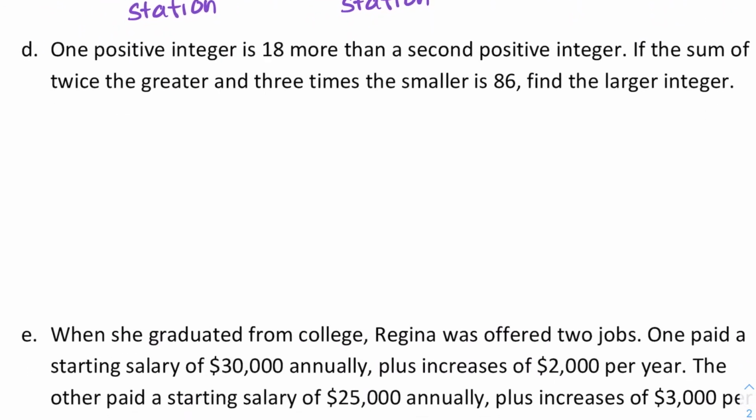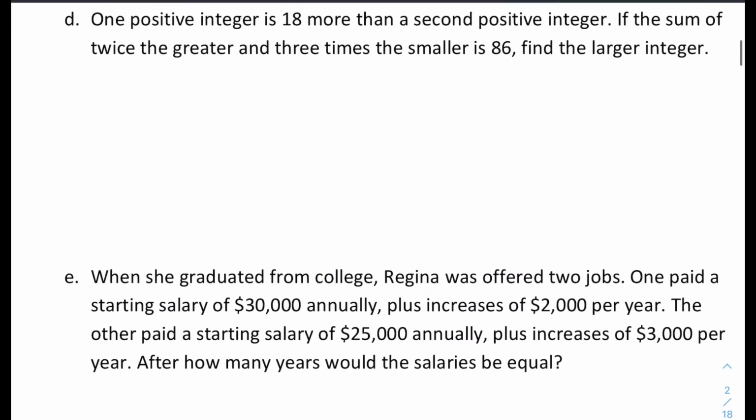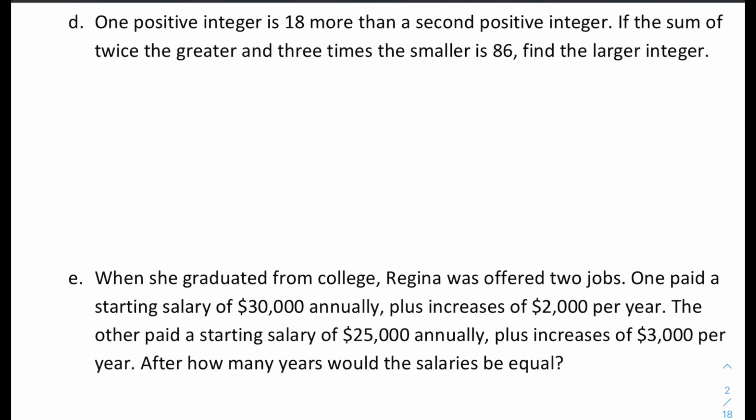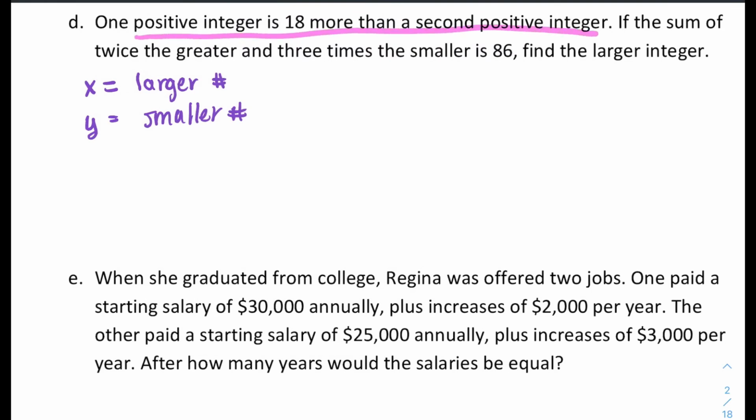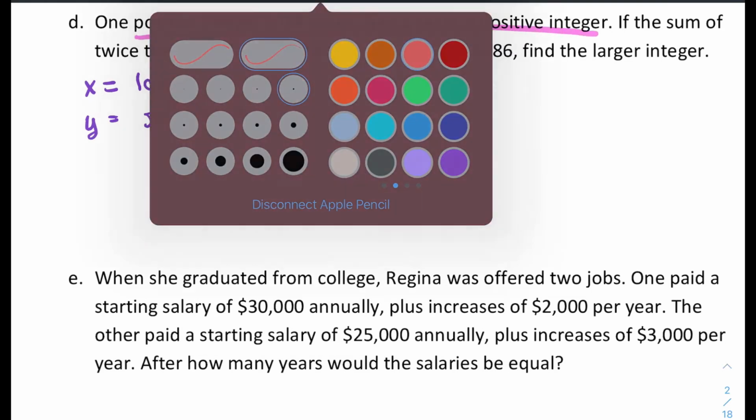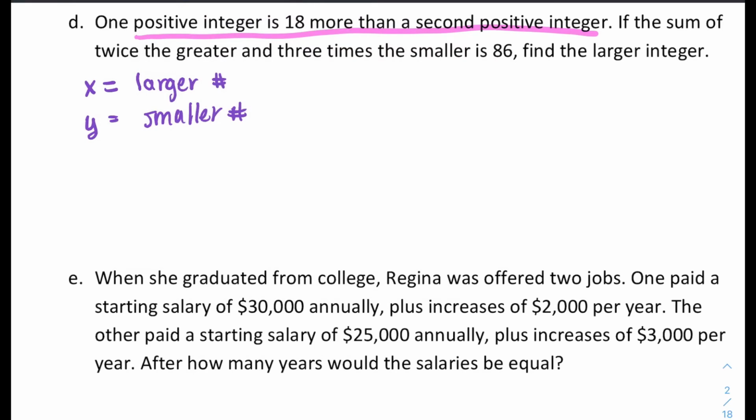All right, back to the positive integers. So I've got that one positive integer is 18 more than a second. Again, I've got a larger number and a smaller number. So x is going to stand for my larger number, and y is going to stand for my smaller number. That means my larger number is 18 more than my smaller one.